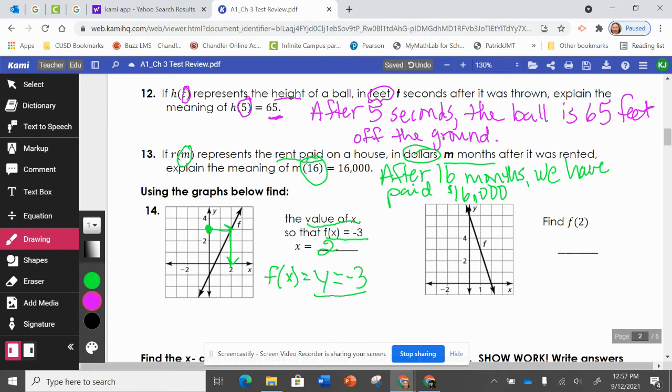So if I asked you to find x so that f of x is equal to -1, well, f of x is equal to -1 means y is -1. So here is where y is -1. That's also where it hits the graph, and that x value there is 0.